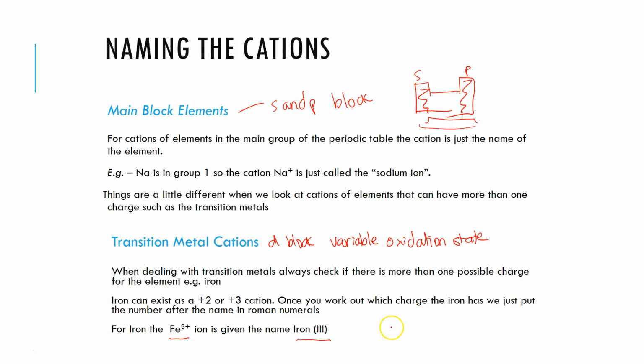The old way we used to name these was to use the terms ferric or ferrous. It's always much trickier to remember which one was +2 and which one was +3. Now, with naming conventions, we just specify what the charge is by specifying the Roman numeral.